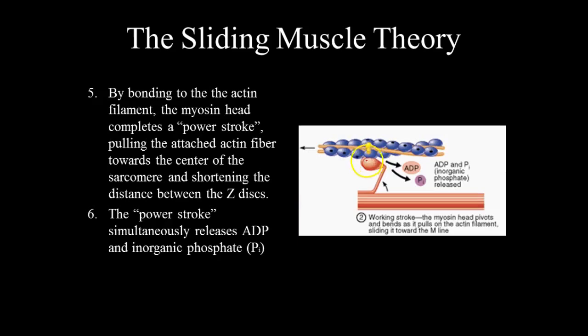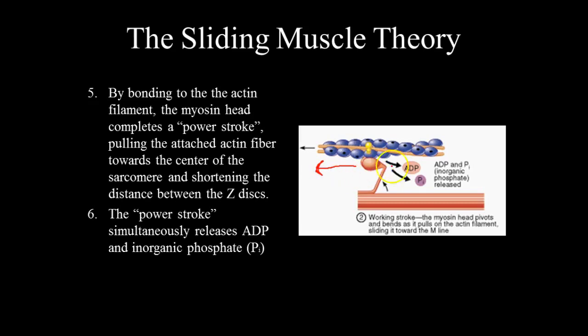Once that myosin head attaches to the actin, it's going to power the actin towards the middle of the sarcomere, and we call this the power stroke. So think about if you were pulling up a bucket from a well, you grab the rope and pull, and then you grab and you pull. That's what's happening with the sliding muscle theory. The myosin attaches to those openings on the actin, and then it power strokes it forward, towards the middle of the sarcomere.